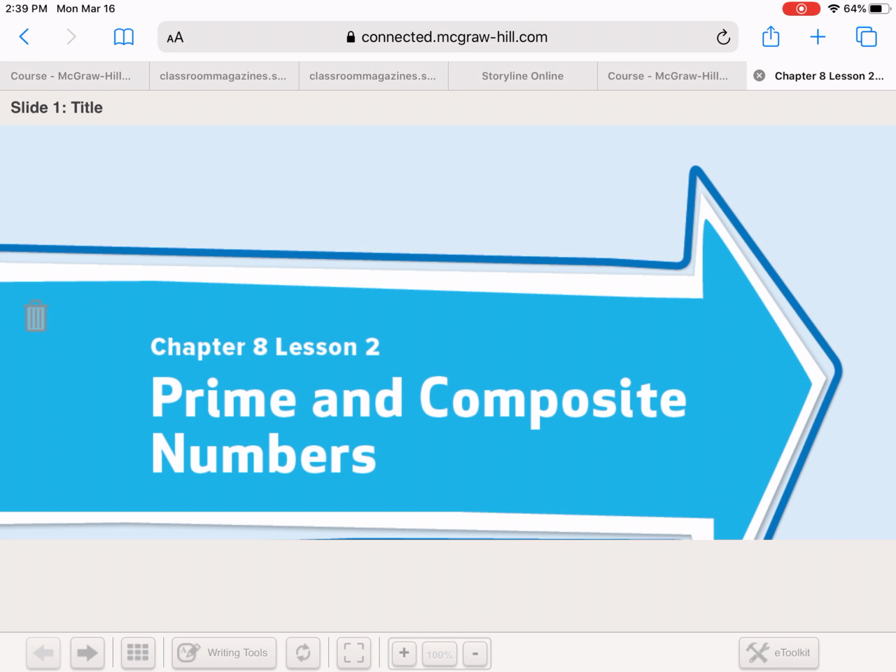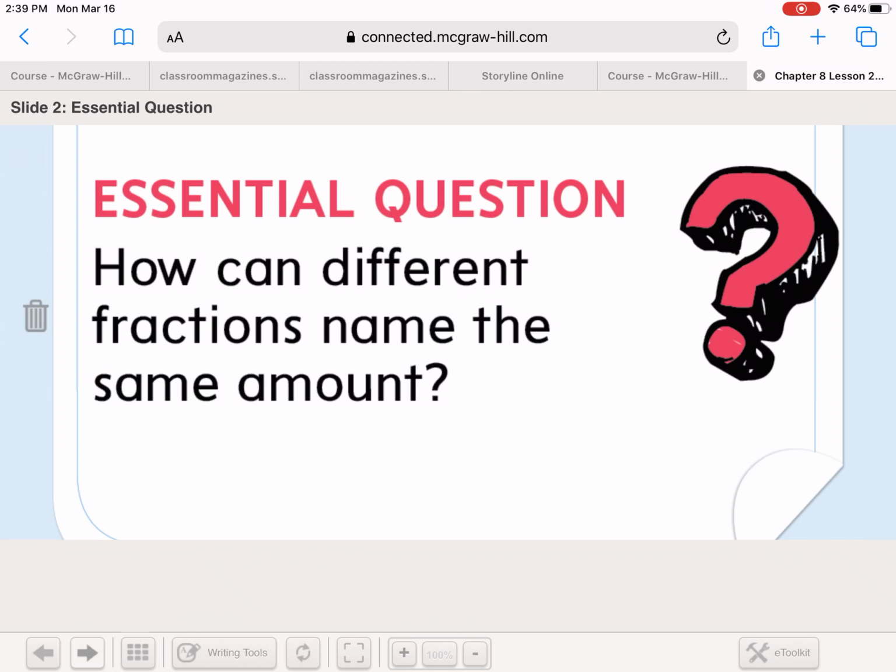Anyway, let's get working. Prime and composite numbers. Probably one of my favorite lessons. Actually, they're all my favorite. Central question: How can different fractions name the same amount? So different fractions name the same amount. 1/2 and 3/6 name the same amount. We'll get further into that as we go.